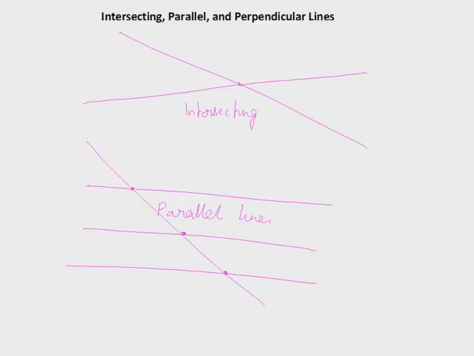What about lines that intersect in a special way? Suppose I have a line and another line that meets it at 90 degrees. Then these two lines are called perpendicular lines.